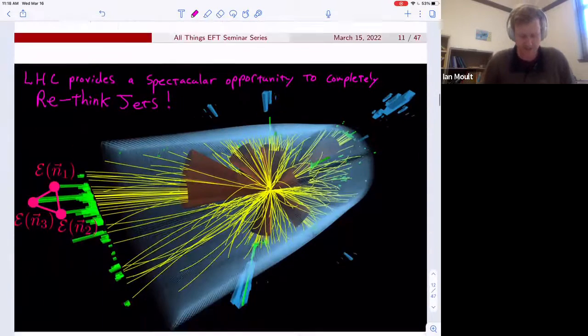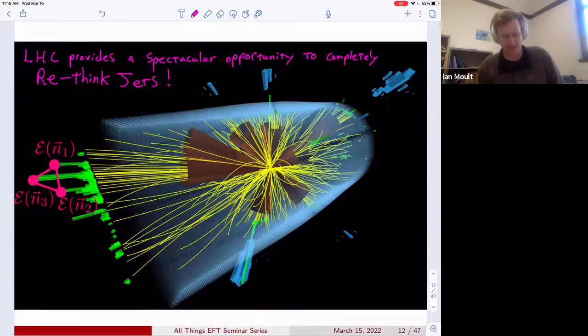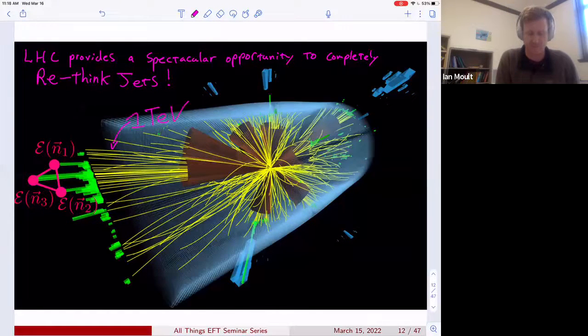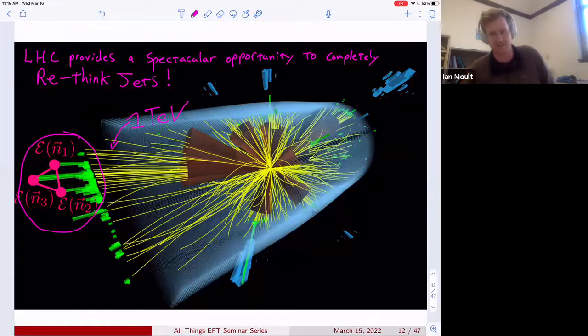And so this is where the LHC comes in and gives us a spectacular opportunity to completely rethink the way we study jets. Here we have these extremely high energy jets, say at the scale of 1 TeV, instead of the 50 GeV jets at LEP. And they also have many, many particles. And so one can really start to study their statistical properties and understand these from first principles calculations.